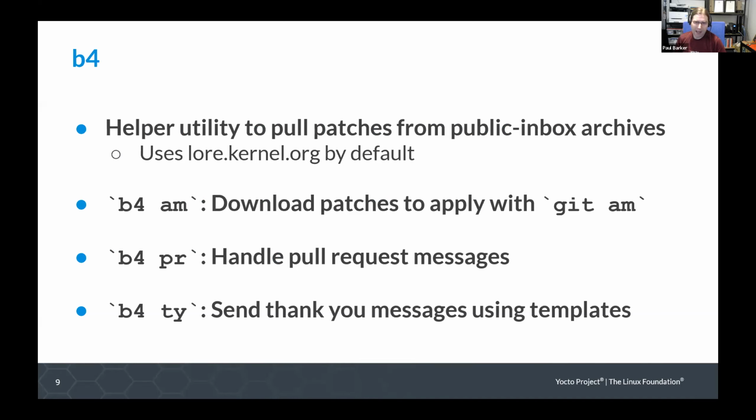So there's a b4 am, which corresponds to the git am command. What this will do is it will download a series of patches in a format that can be applied using git am. It has various different additional features that I will show off in the demo as well. And this is the thing I'll be focusing on with the demo.